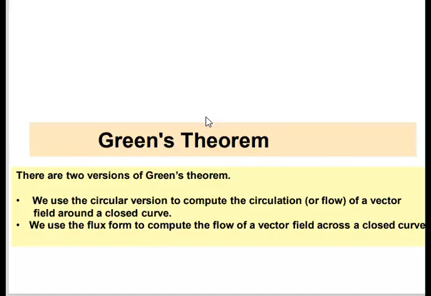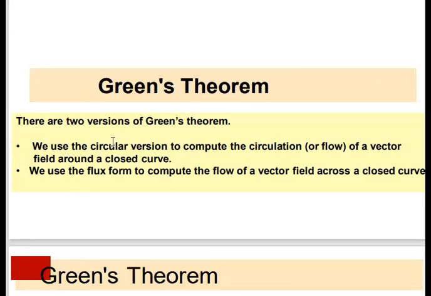So we were discussing Green's theorem last week. There are two versions of Green's theorem. One is if you want to measure the circulation, or work done, of a vector field on an object when you move along a simple closed path.